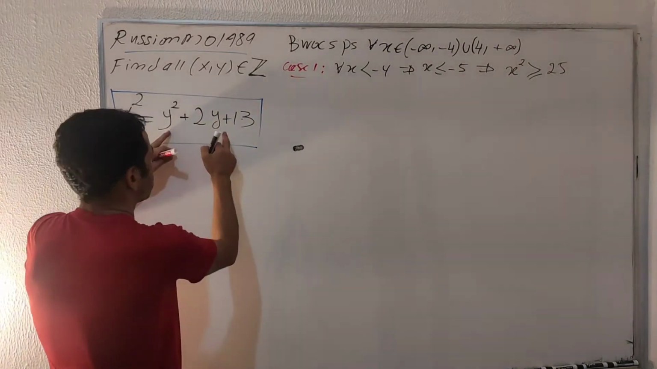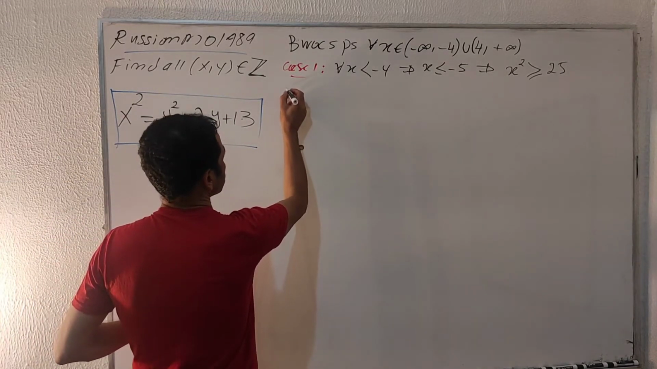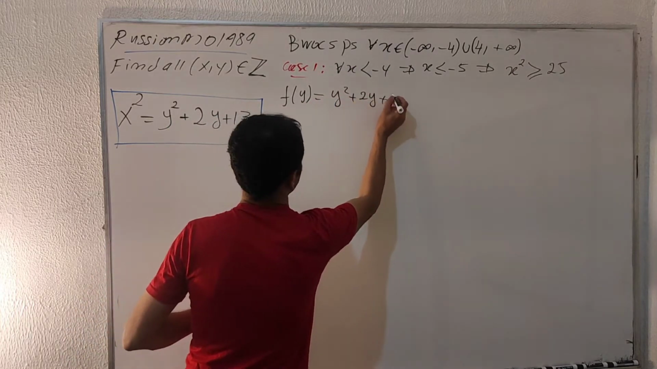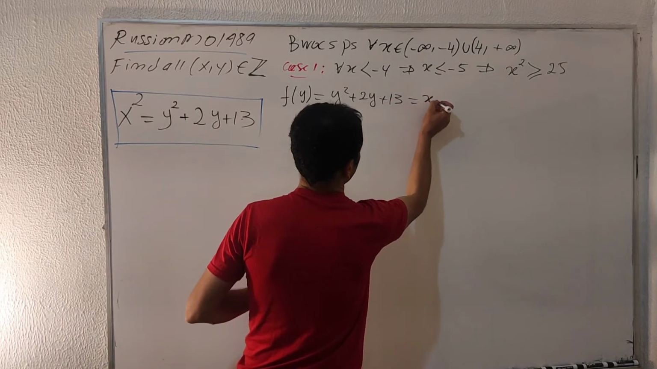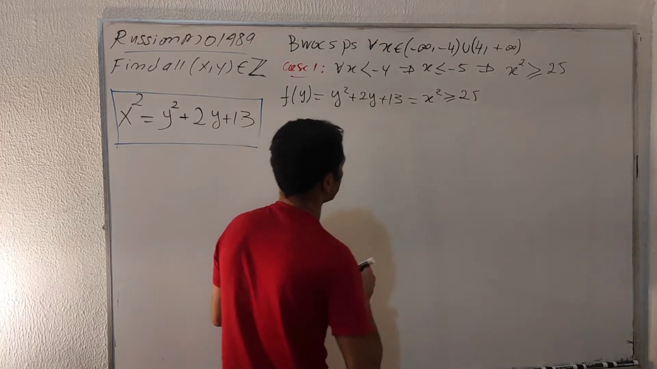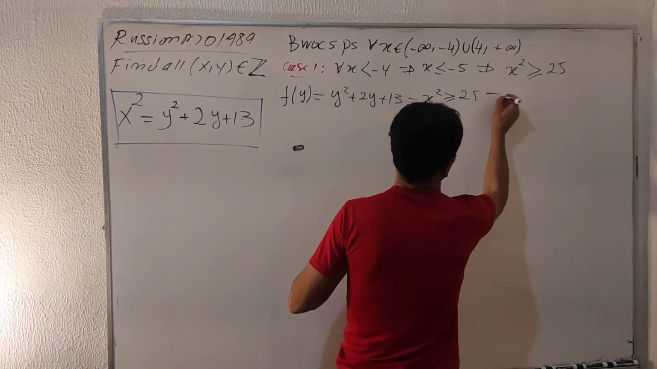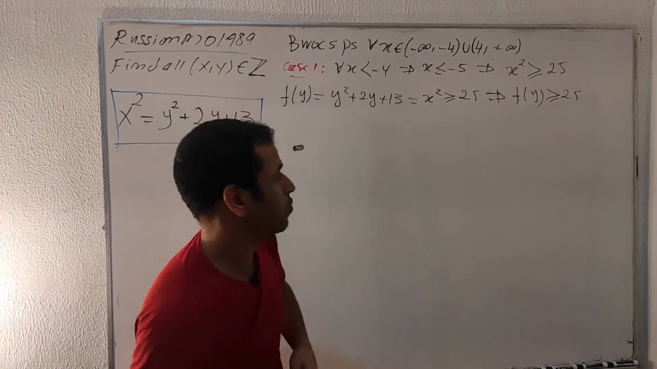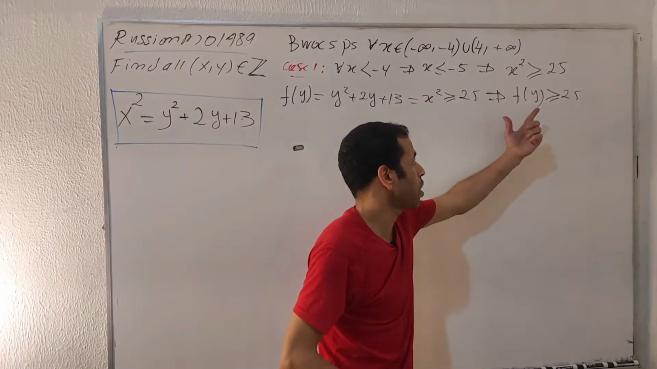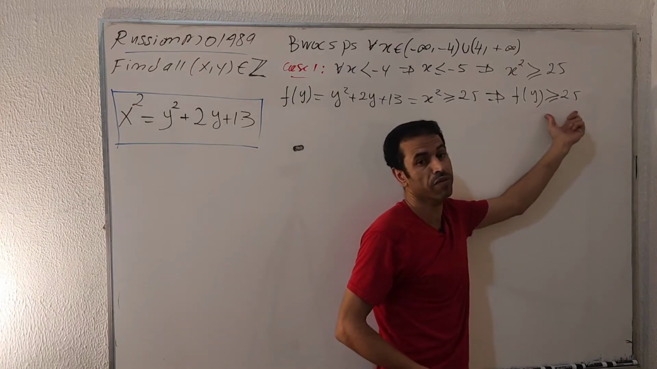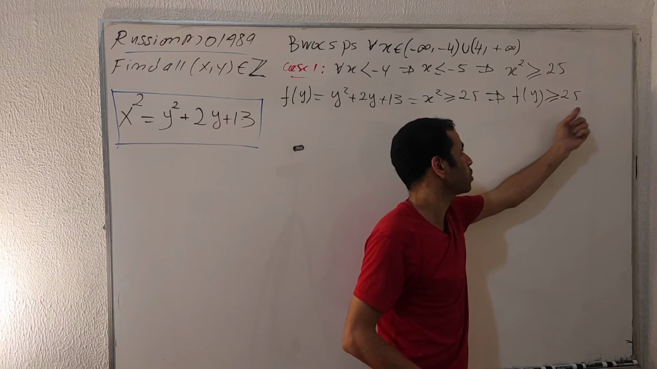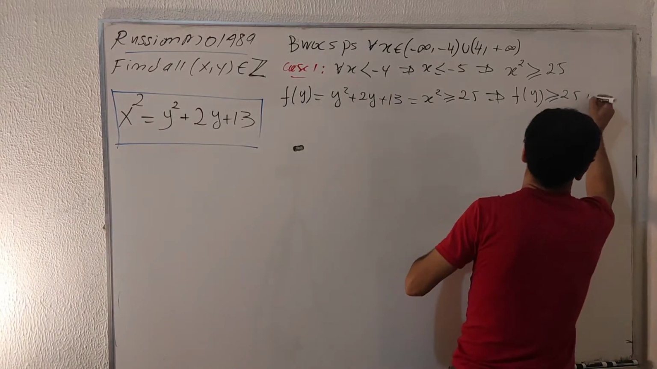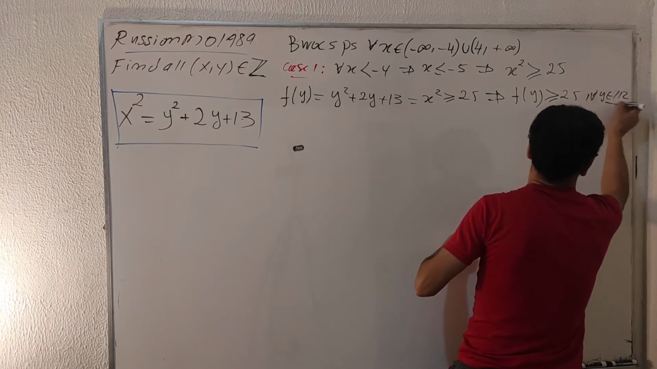Let's replace x squared with this function. Let's put this as a function f of y, which equals y squared plus 2 times y plus 13, which equals x squared, which is superior or equal to 25. So this is telling us f of y is superior or equal to 25. What does this value represent at this moment? This means f of y is accepting 25 as a minimum value. So the minimum value of f of y is 25 on this interval, for all y as a real number.